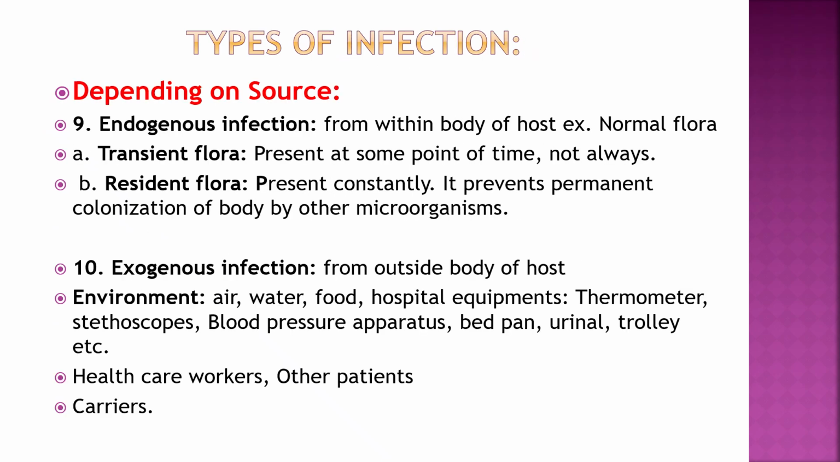Depending on source, the types of infections are endogenous infection and exogenous infection. Endogenous infection is from within the body of the host, for example normal flora. There are two types of normal flora: transient flora and resident flora. Transient flora is present at some point of time, not always, and resident flora is present constantly. It prevents permanent colonization of the body by other microorganisms, that is pathogenic microorganisms.